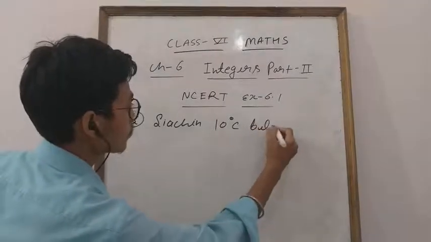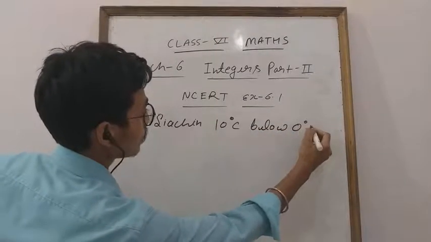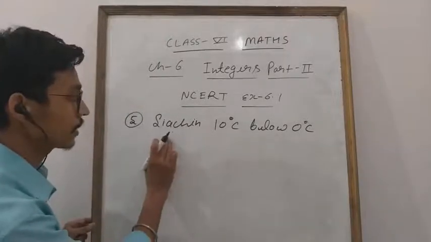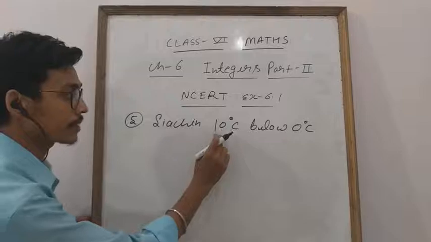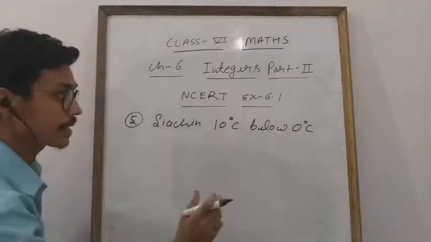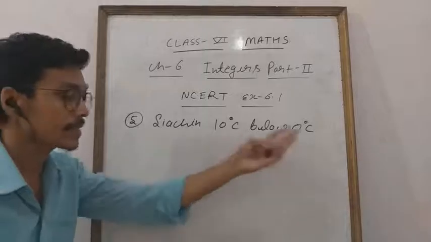10 degrees Celsius below 0 degrees Celsius. What does it mean, student? Try to understand the language of the question. It is given Siachen. Siachen is the place where temperature is 10 degrees below 0 degrees Celsius. It means temperature is 10 degrees less than 0 degrees Celsius.